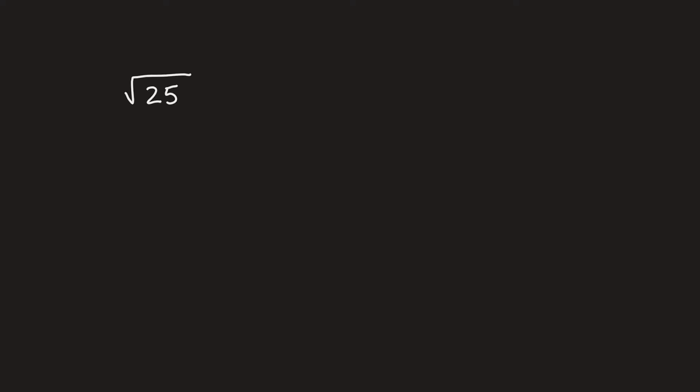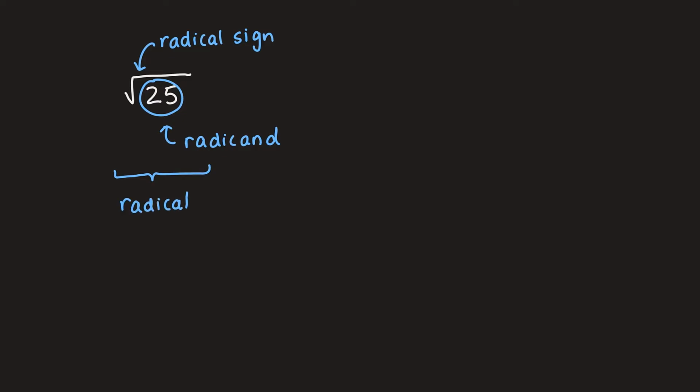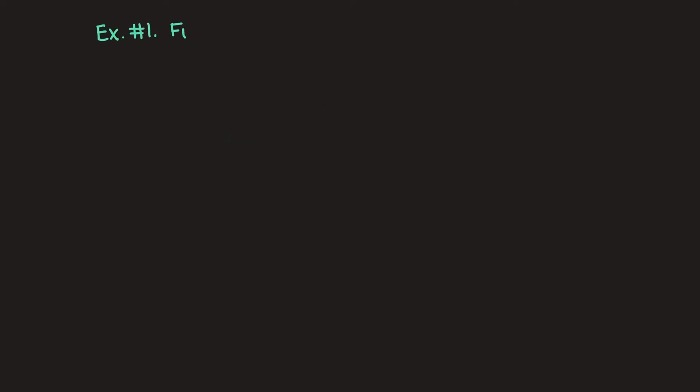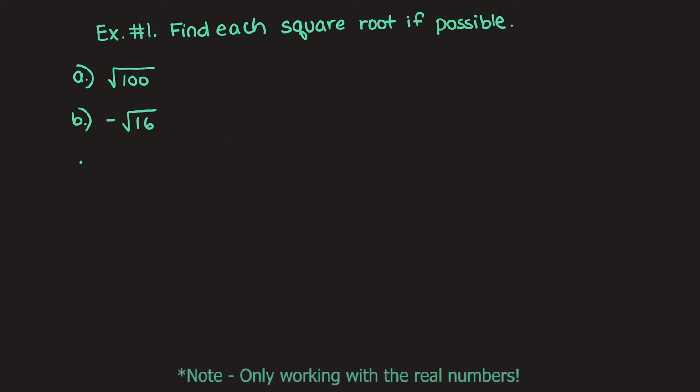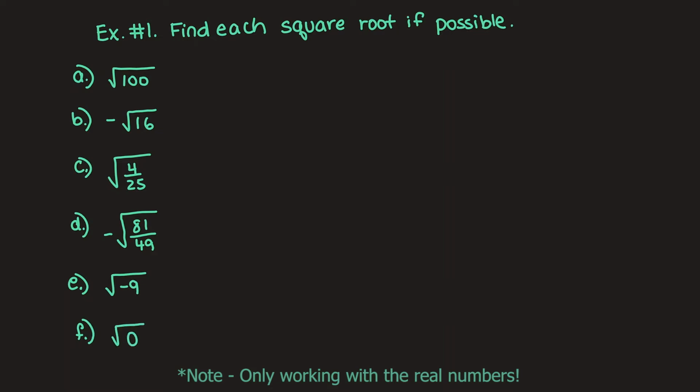So this expression represents the square root of 25, where the number under this radical sign is called the radicand, and the entire expression is called a radical. And the square root of 25 is just 5. So let's try a couple of examples. We want to find each square root if possible.